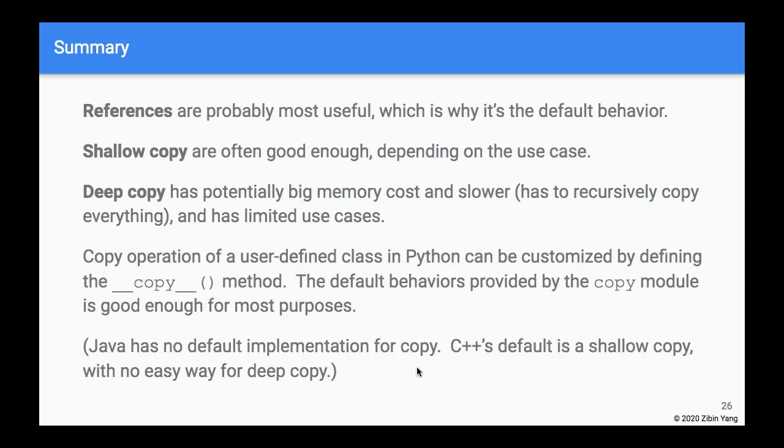Okay, and just as a final mention for other languages, Java actually has no default implementation for copy or cloning, and you have to do entirely your own thing. C++ does have a default implementation for copy, and it's a shallow copy, and it's quite a lot of work if you want to do a deep copy in C++. For everything that you're copying, you have to write your own code. Whereas in Python, you can call copy.deepcopy, and it does the right thing most of the time.